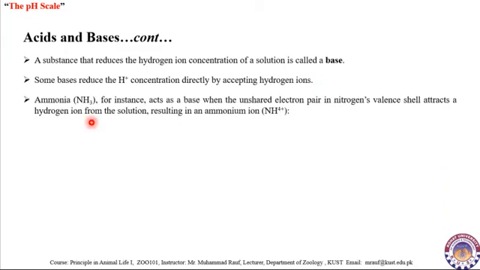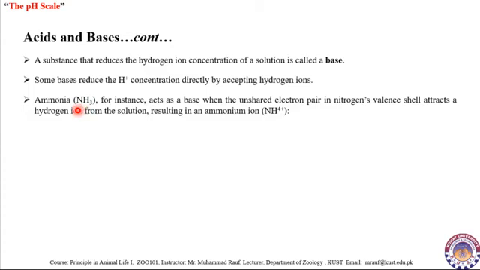For example, ammonia. Ammonia acts as a base when the unshared electron pair in nitrogen's valence shell attracts a hydrogen ion from the solution. Now, this hydrogen ion is simply a proton. It doesn't have an electron. So, when ammonia is added to a solution, the unshared electron pair attracts a hydrogen ion from the solution, and the result is an ammonium ion.